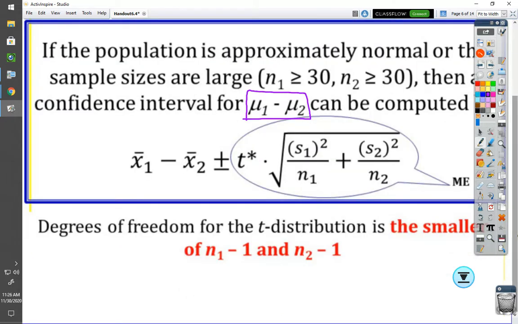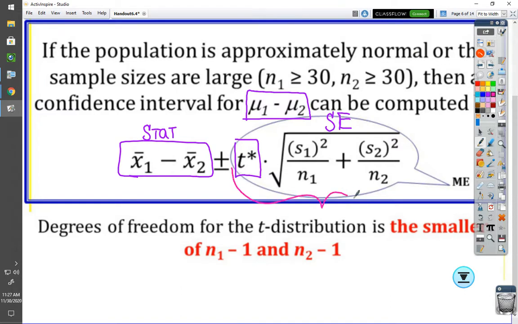We will take x bar 1 minus x bar 2. Again, remember, we can think about this as our statistic. The statistic is not one of them, but it is the subtraction of the two. The t star, I will show you how to do that, but you will be given that on exams. And then the standard error is here. If we put the two of these things together, t star multiplied by the standard error, that's the measurement of error. Remember, the measurement of error is equal to the entire value of the SE multiplied against t star or z star, depending on what we were utilizing in the past.